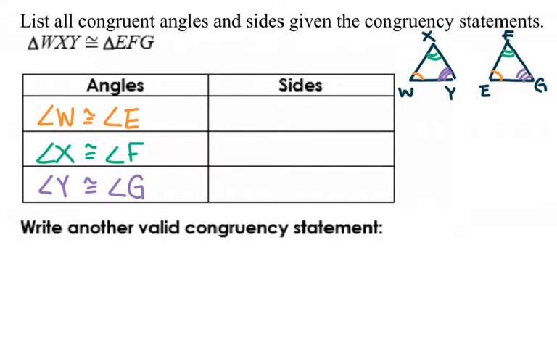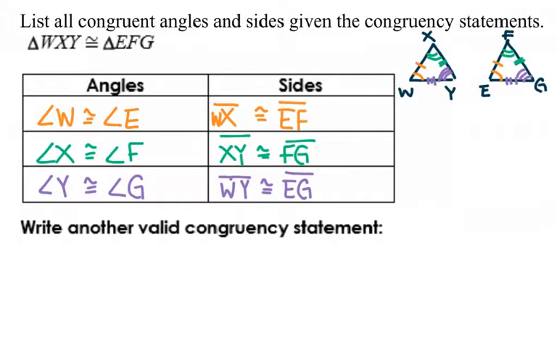So try it in 1, 2, 3. Alright, so you can check your work with mine. If you, instead of putting WX, you put XW, that is the same thing. Instead of putting EF, if you put FE, if you just switch them around, it's the same thing. You're still referring to the same side.